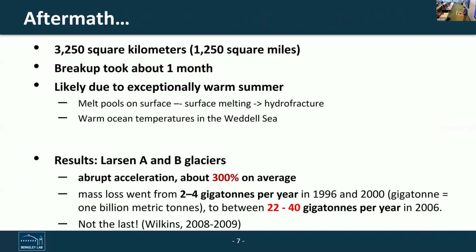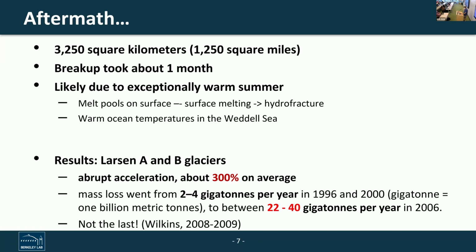This caught everyone by surprise, because everyone thought the ice sheets were pretty stable. Everything moves at glacial paces, right? Glaciology was sort of a backwater in science, where people just went out and hung on the ice and measured things that were moving very slowly. But in that month, about 1,250 square miles of ice shelf disintegrated, and this was likely due to what was then an exceptionally warm summer.